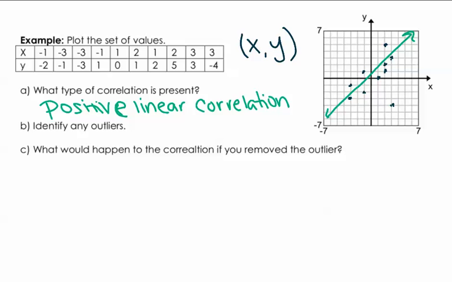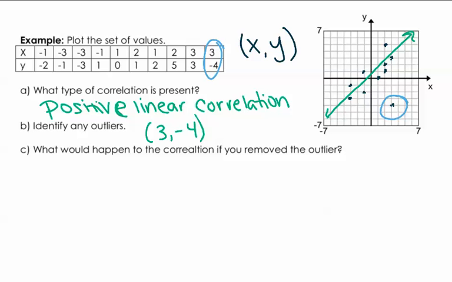Now, identifying any outliers. Outliers are data points that just don't really fit the trend. This has that positive upward trend. We can kind of see that this point out here, that doesn't really fit the trend. It's kind of doing its own thing. So the outlier, that ordered pair, is 3, negative 4. So it's this guy right here. We're going to go ahead and say 3, negative 4 is the outlier.